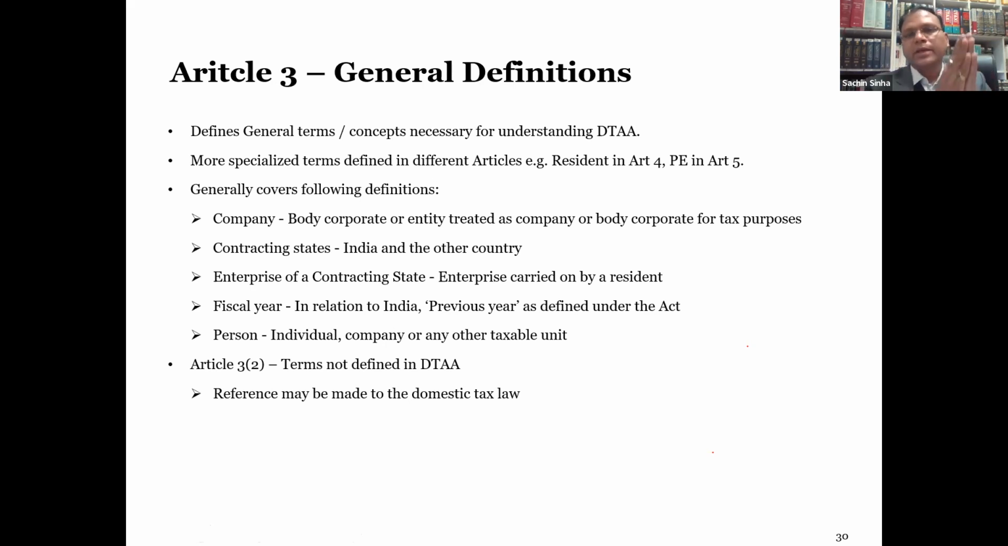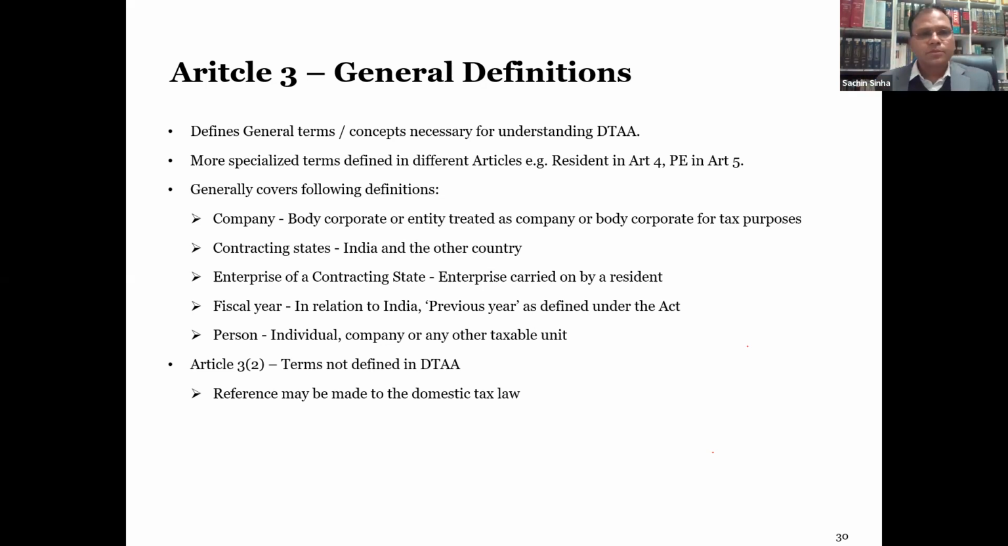Because this is normally what happens in the case of domestic law: for every term there is a definition in the domestic law, which is in section 2. In the treaty, generally we take the definition from the domestic law, we refer to domestic law, but only when the term is not defined in the treaty.